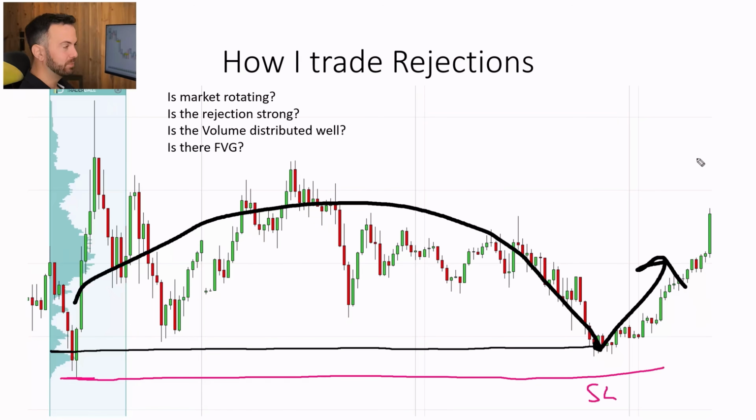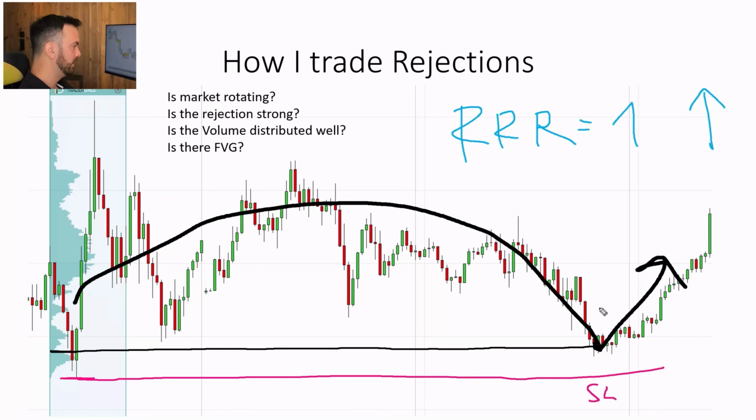And regarding the take profit, you want to trade with at least risk reward ratio 1 or better, which means that in this case, the take profit would be somewhere in here.